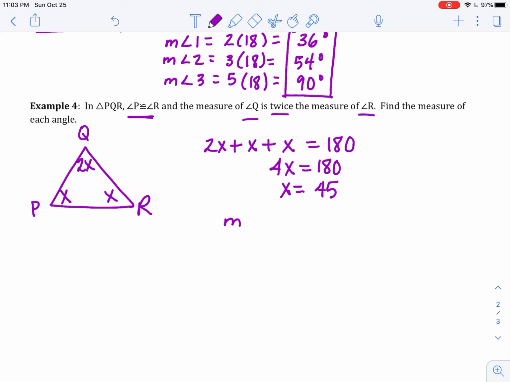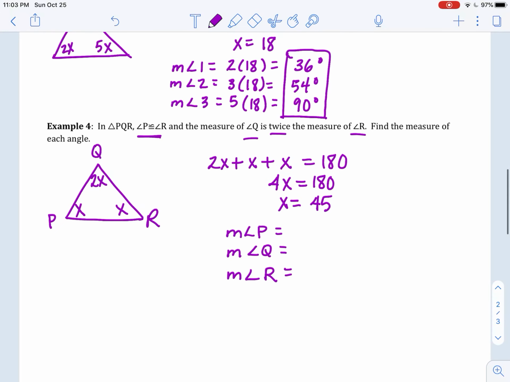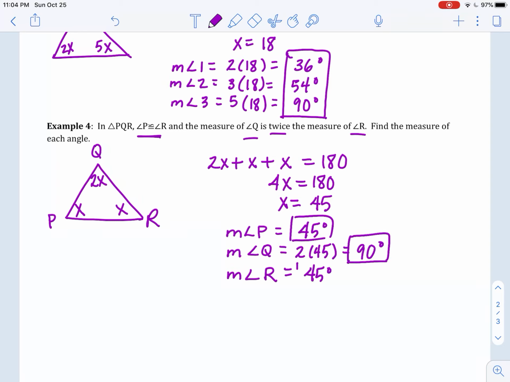Doesn't really matter. Well, this time it does. Actually, we're going to have the measure of angle P, the measure of angle Q, and the measure of angle R. So, PQR. P has an x by it, so it is exactly 45 degrees. Q is 2 times x, so 2 times 45, which equals 90 degrees. And then we have R is just x, right? R has an x by it, so it is 45 degrees. So our angle measurements are 45, 90, and then another 45. And again, if you add all of those up, they do add up to 180 degrees.